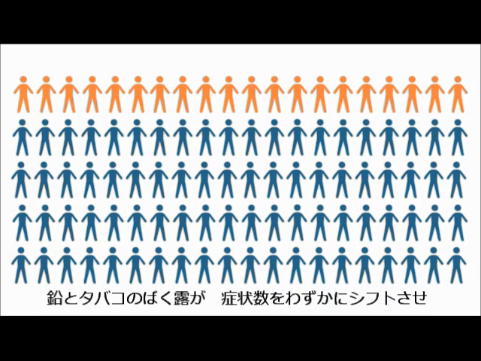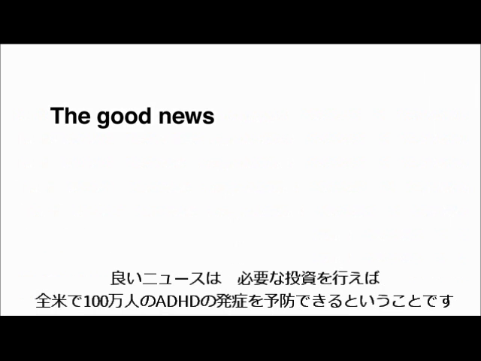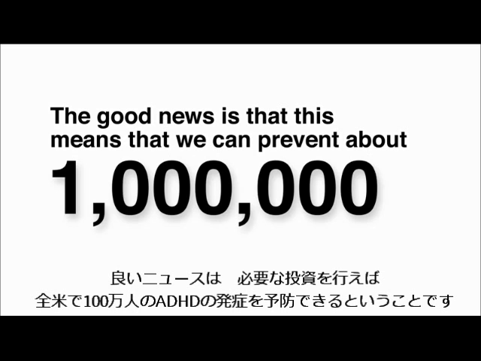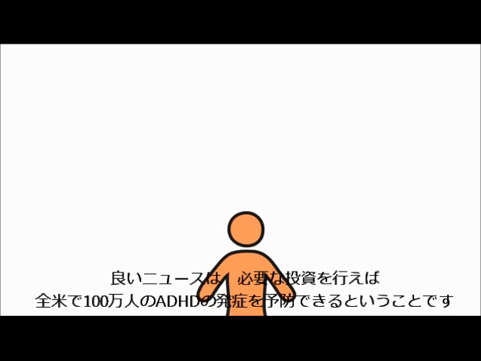This shows how exposures to lead and tobacco, which result in subtle shifts in ADHD behaviors, can lead to a large increase in the percent of ADHD. The good news is that this means that we can prevent about 1 million cases of ADHD in U.S. children, if we are willing to make the necessary investments.